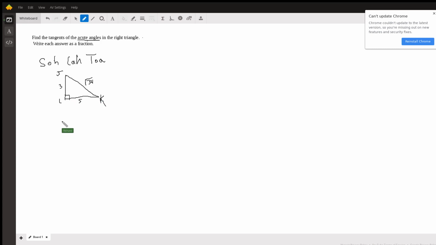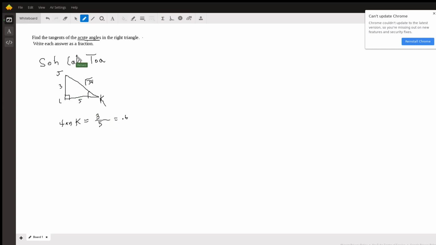So for the tangent of K, it would be opposite over adjacent. The opposite from K is 3, and then over... oh, I'm sorry, excuse me. Opposite over adjacent is 3 over 5, and that reduces to 0.6 if you want it in decimal.